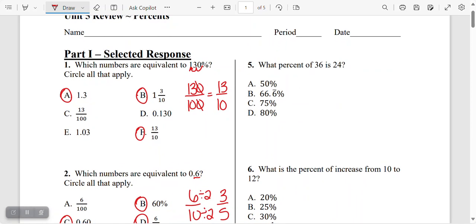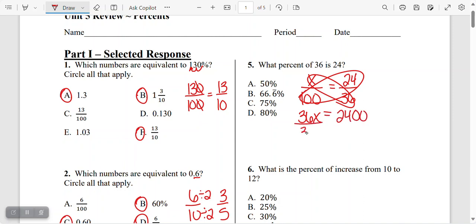Moving over to number 5, what percent of 36 is 24? So in this example, I'll go back to the proportion. We don't know the percent, so we're going to put the x over 100 and then the part over the whole. So we're going to cross multiply. 36 times x is 36x. 100 times 24 is 2400. And we're going to divide both sides by 36. And we get 66.6 repeating. Remember that this is a percent. And so that is also letter B.